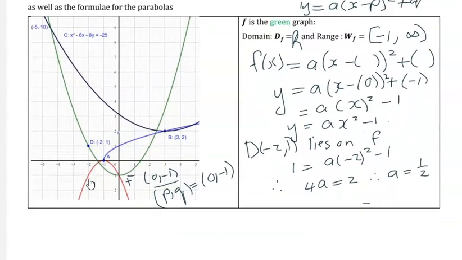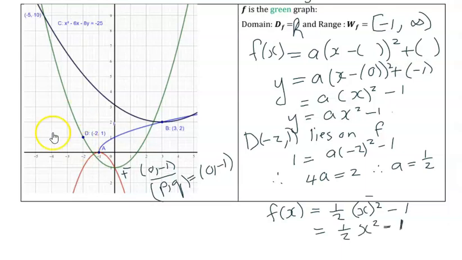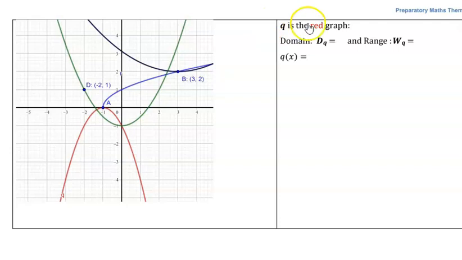If I plug that back into my formula, then I will have a formula for f of x, which is a half x squared minus 1, and I don't need a bracket there, I can just write x squared minus 1. So in fact, it was just the regular mother graph stretched horizontally and then shifted one down. Let us look at the red graph.